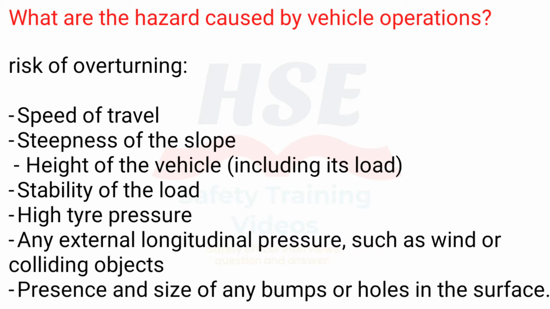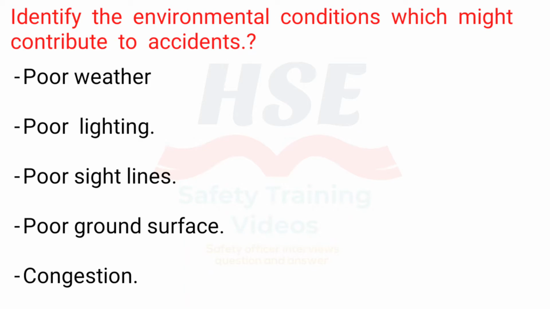Stability of the load. High tire pressure. Any external longitudinal pressure, such as wind or colliding objects. Presence and size of any bumps or holes in the surface. Identify the environmental conditions which might contribute to accidents. Poor weather. Poor lighting. Poor sight lines.